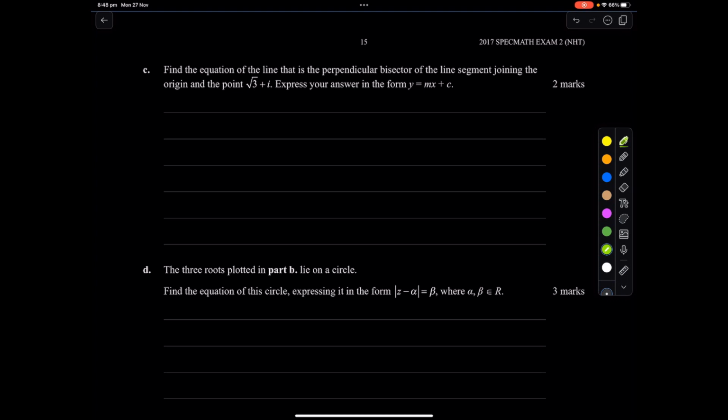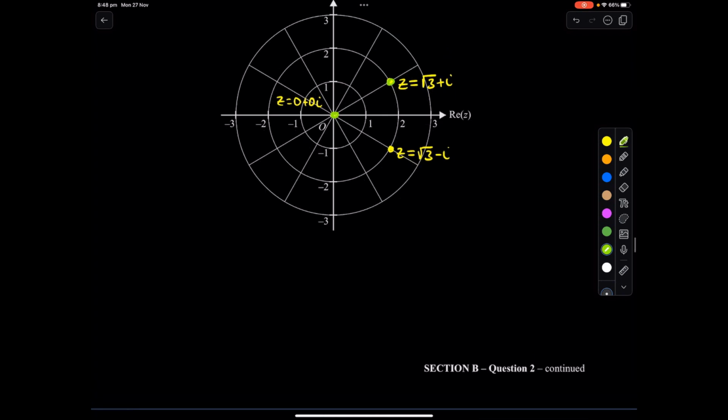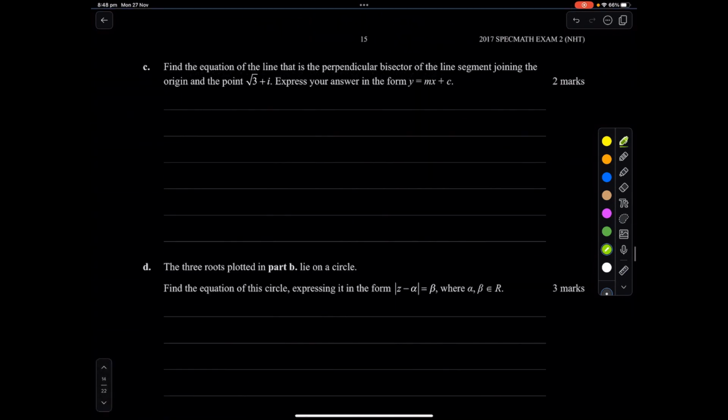Now, okay, let's think about it. Line segment joining the origin and this point. So we have the origin and this point over here, and a line segment is pretty much a line that connects them. That's easy. So we just did the line segment joining the origin and this point, and we want to find the equation of the line that is the perpendicular bisector.